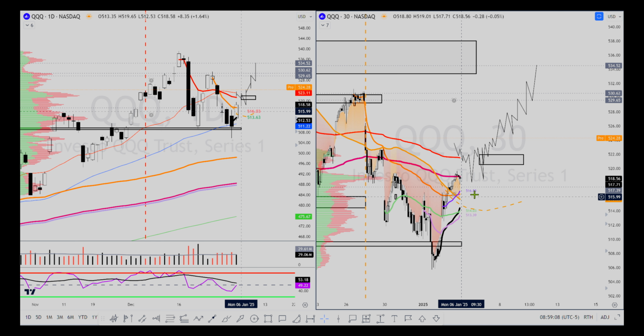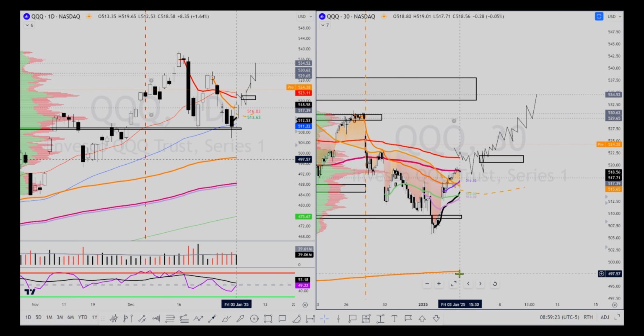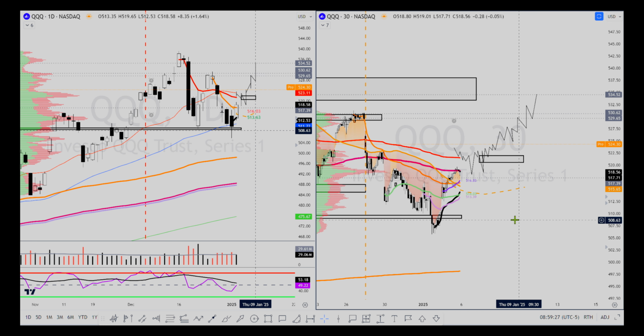If we break down underneath this 2-day VWAP and start to hold and then break this week to date, I think that this was just a fake out here, and then we could maybe see potential sideways action or maybe come back down and retest some of these previous lows here. So that's the price action I'm looking for on the QQQ and the SPY.